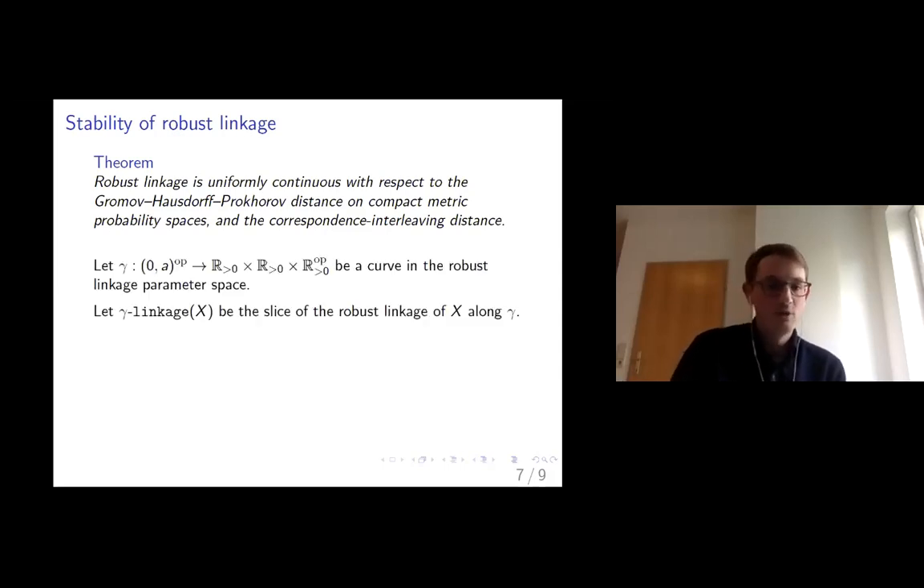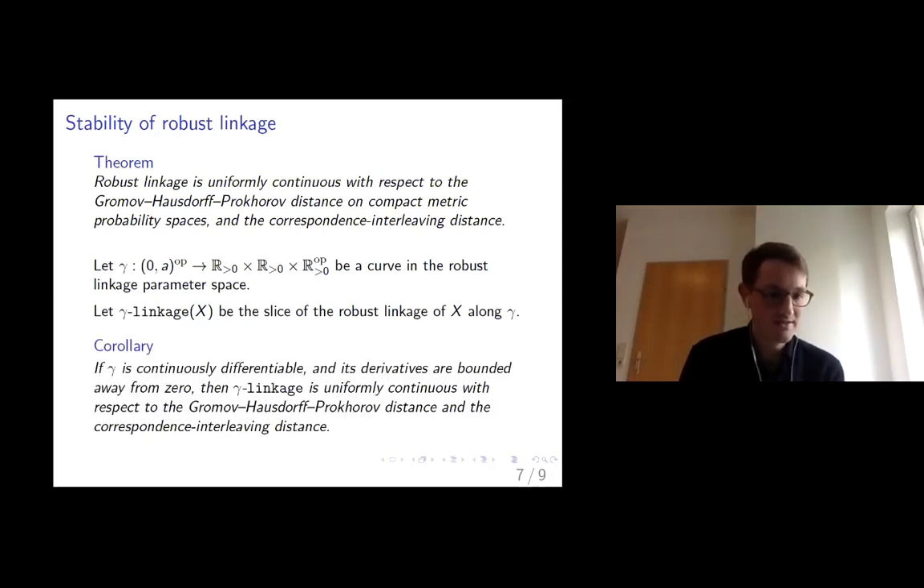Now, let's let gamma be a curve in the robust linkage parameter space. So it's a parameterized curve in 3 space that also respects this poset structure that we have when we think of 3 space as the robust linkage parameter space. And then if I take a curve gamma like this, I can restrict robust linkage along this curve and get a 1 parameter hierarchical clustering, and this is what we call gamma linkage.